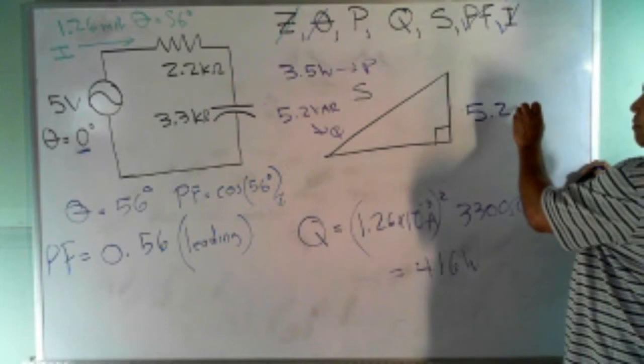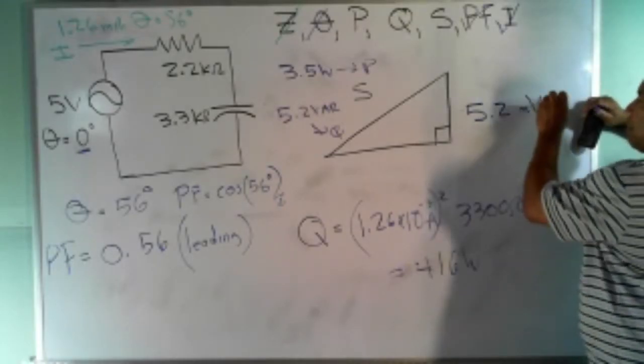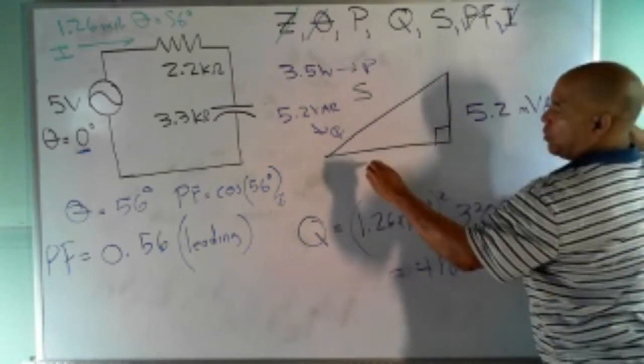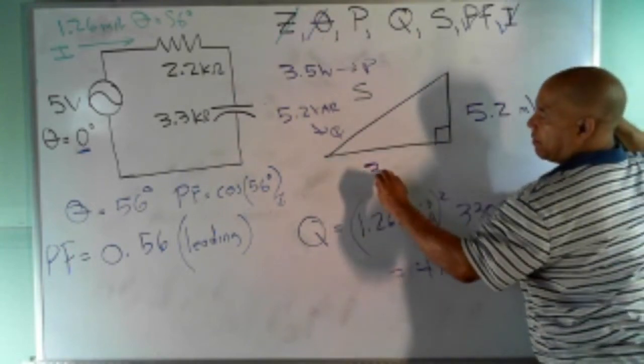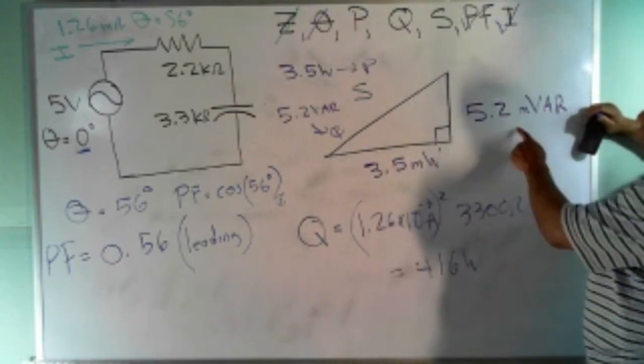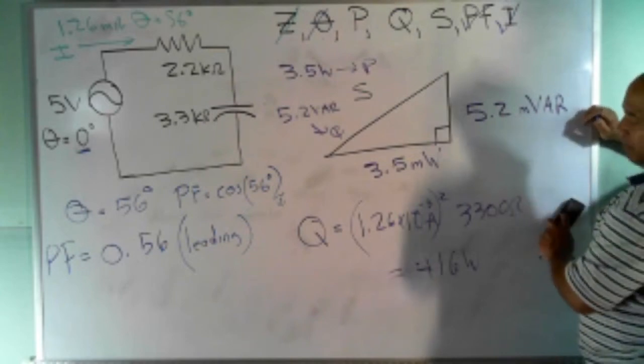Should be milli, right? Yeah, milliwatts. Yeah, he's right, my bad. I didn't see the square. Okay, so this is milliVAR. So that would be milliVAR, and then this would be 3.5 milliwatts. Is that what we're going with? Yeah, I'm with him on that.